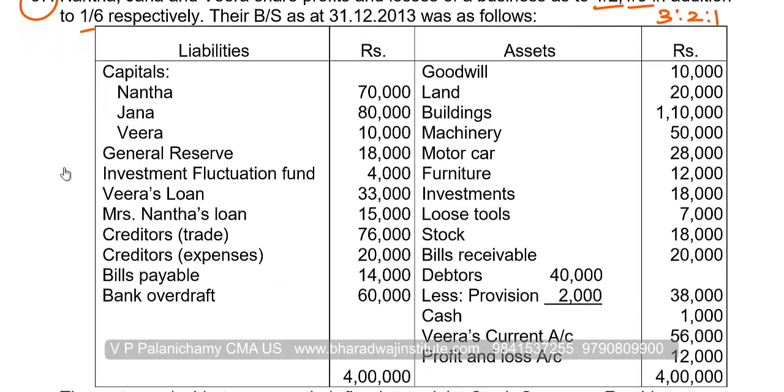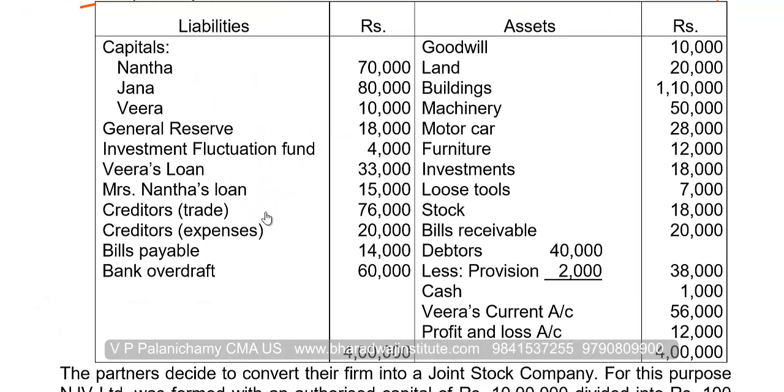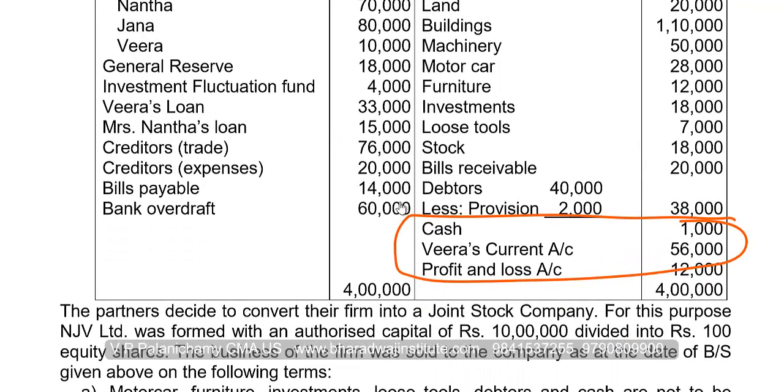We are given capital accounts of NJV, general reserve, investment fluctuation reserve, Veera's loan, Mrs. Nanda's loan, creditors for trade, creditors for expenses, bills payable and bank OD. Various liabilities are given. Of course, assets are given. Look at the last three assets: cash, Veera's current account, and the P&L account. These should not be transferred to realization.